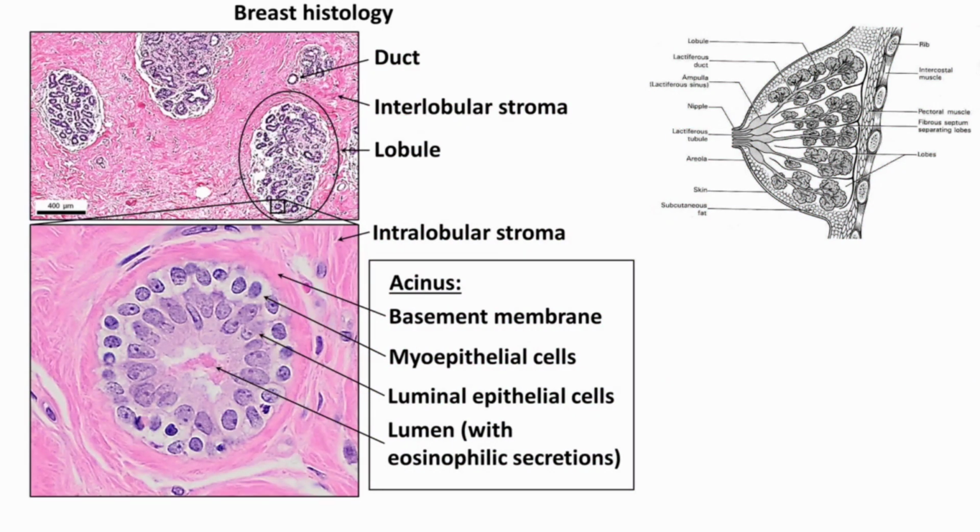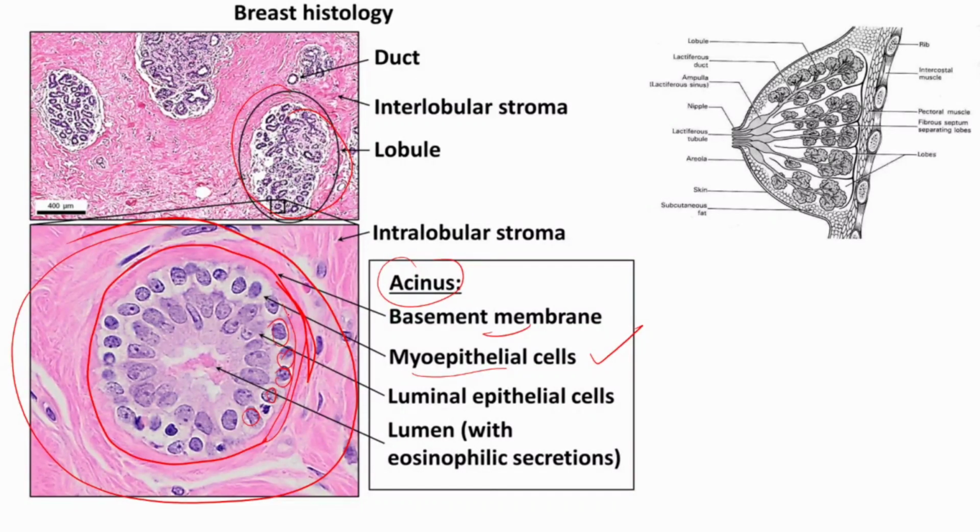Now let me see, just try to understand. This is the transverse section. Just imagine this is a lobule. If we cut the lobule in transverse section, this is one acini. This total area is the acini. Acini is covered with a basement membrane, the topmost layer. Inside the basement membrane, we have one layer of epithelial cells called myoepithelial cells. Basement membrane, myoepithelial cells, and inside the myoepithelial cells, we have luminal epithelial cells. And inside this is the lumen, which is filled with milk or eosinophilic secretions or other secretions.